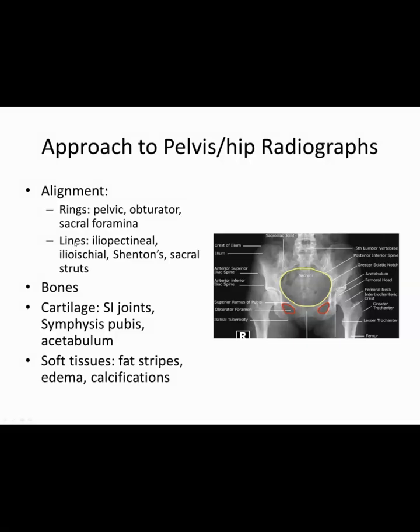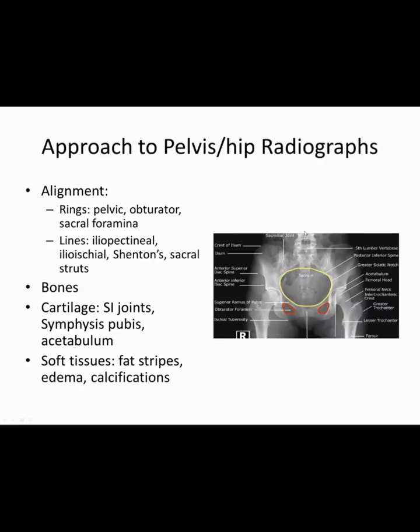Additionally, there are multiple lines that you can trace in your mind's eye that we'll go through in the next slide. So we have the iliopectineal, the ilioischial, Shenton's line, and evaluation of the sacral struts, just to name a few. Additionally, you want to trace the cortex of all the osseous structures that you see to look for any cortical discontinuity that might suggest fracture. Additionally, it's possible that you could find a skeletal mass.